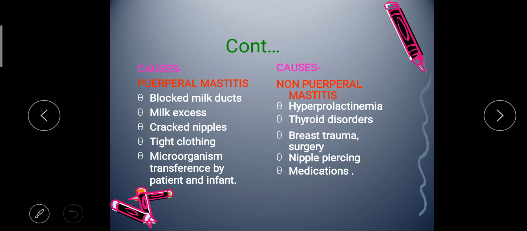Next, we will see the causes for puerperal mastitis and for non-puerperal mastitis. For puerperal mastitis: blocked milk ducts, milk excess, cracked nipple, tight clothing, and microorganisms transferred by the patient and infant. And for non-puerperal: hyperprolactinemia, thyroid disorder, breast trauma, any surgery, nipple piercing, and medication.